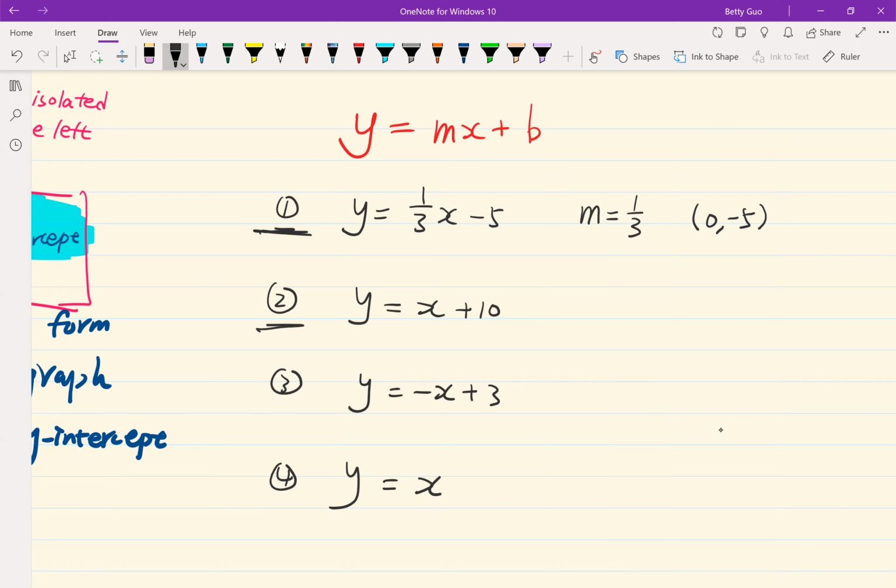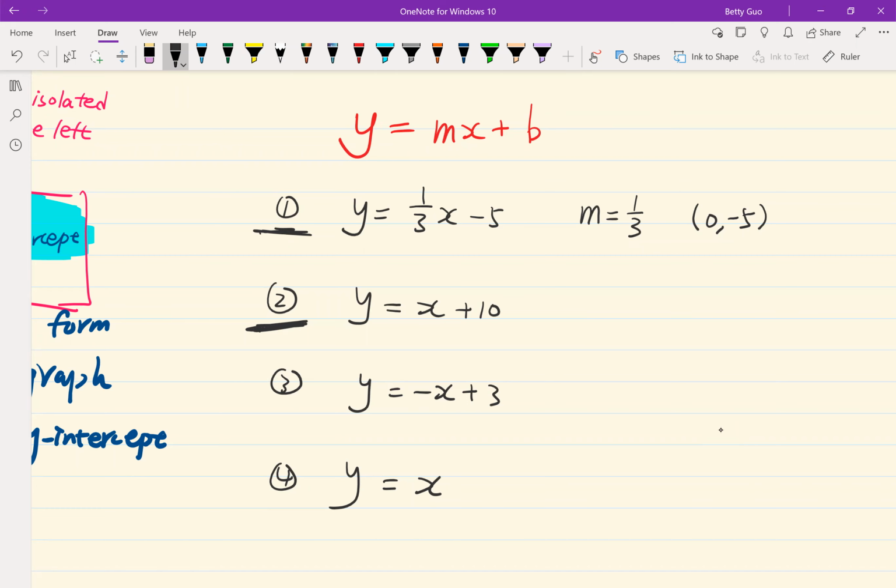Number 2. Look at this equation. Y equals x plus 10. Determine if that equation represents a straight line in the slope-intercept form. So today we learn slope-intercept form, right? Does that represent the slope-intercept form? Yes? Sammy? Does that represent slope-intercept form?